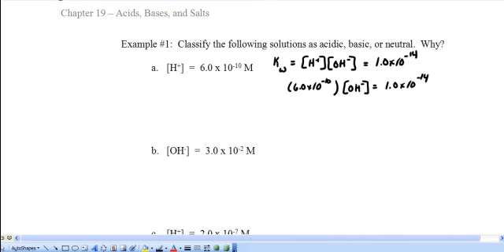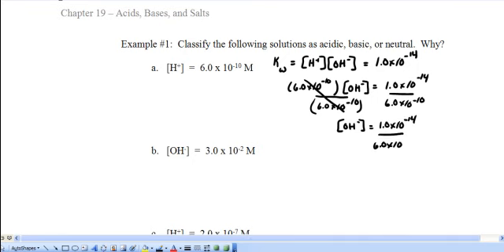So now if we solve for the hydroxide by dividing both sides by 6.0 times 10 to the negative 10, of course, these terms will divide out. The hydroxide then will equal 1.0 times 10 to the negative 14 divided by 6.0 times 10 to the negative 10. And when you perform that calculation, the hydroxide is 1.67 times 10 to the negative 5 molar.